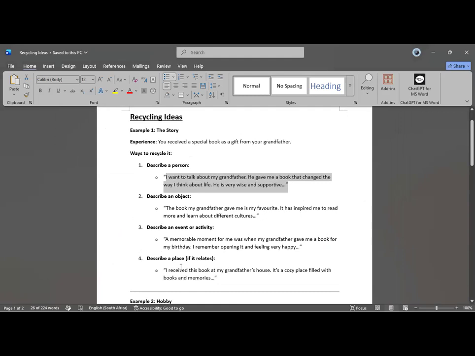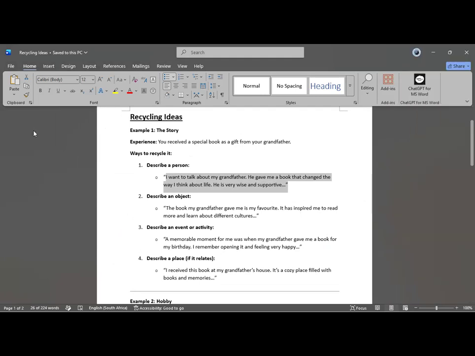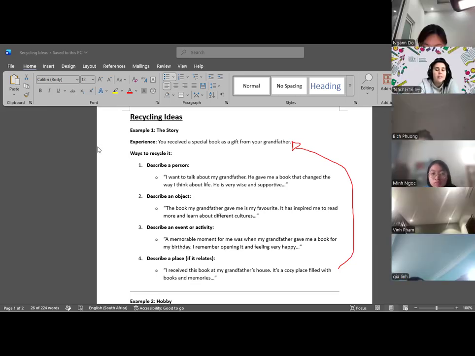Describe a place. So if it relates, maybe you had your birthday party at your grandfather's house because it is a big house. So you could say, I received this book at my grandfather's house. It's a cozy place filled with books and memories. Yet again, we reused the story. That's what they mean by recycling ideas. Does everyone understand?